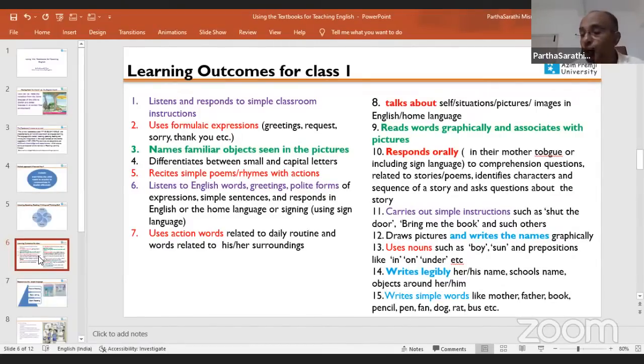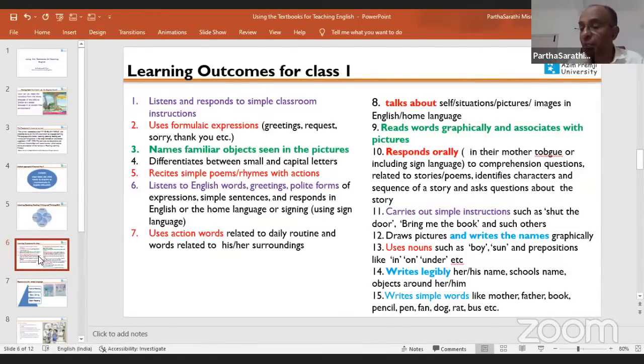That's why we should use the textbook as a means to an end. Textbook is a means to an end. Textbook is not the final thing. We use the textbook to help the child to acquire these learning outcomes. And that's why my request to all the teachers is that please have a look at the learning outcomes of each unit and design your pedagogical practices with the help of the text.